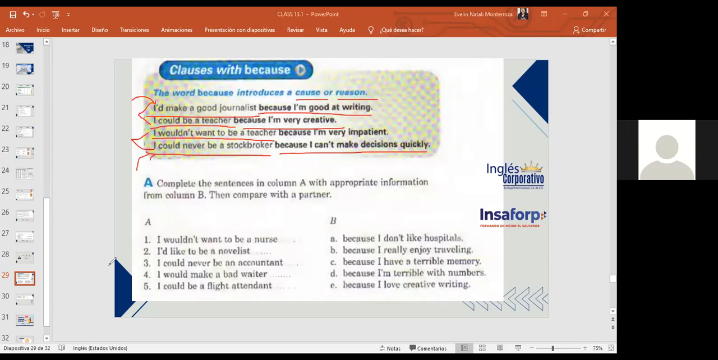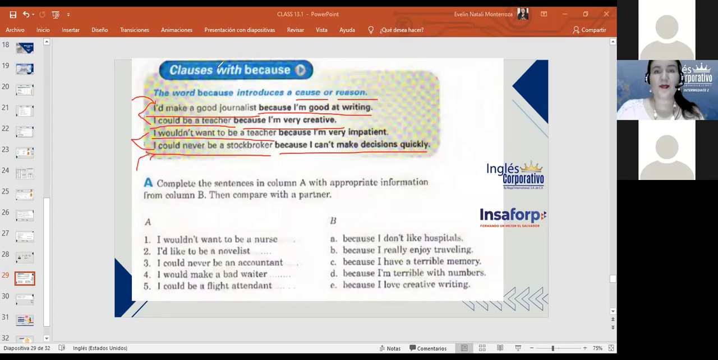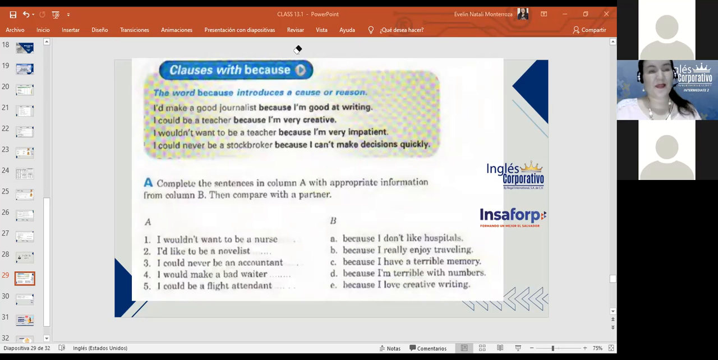Share your examples. I will make a good engineer because I am good with numbers. Very good. Excellent. I could never be a doctor because I can't heal people. Right, you can't heal people. Very good.